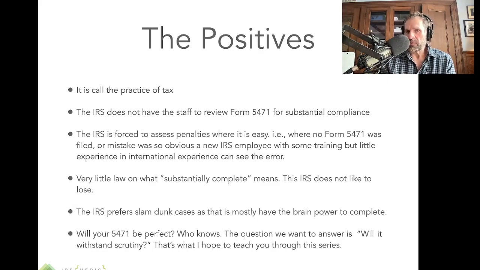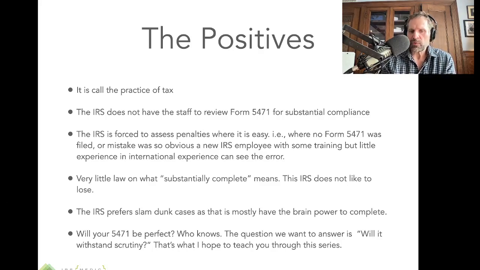Because now everybody who didn't file one substantially complete is going to use that as their base to say, hey, look, it's good enough. So the IRS doesn't like to lose. When you push back and say, actually, no, it's fine, who's the person at the IRS who's going to say, oh, it's actually not good? Why? And what's their law? They don't have it yet. So again, the IRS prefers slam dunk cases, as that's what they have the ability to complete.